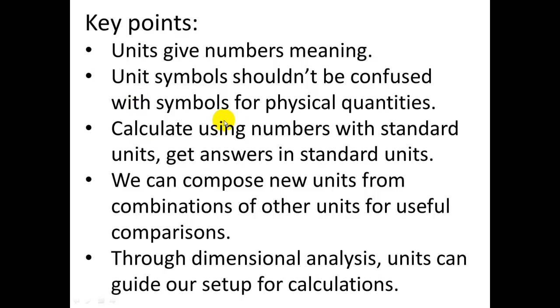Also, when we calculate in physics, we want to calculate using numbers with standard units. If we do that, we'll get answers that come out in standard units. That's the only way to get answers that come out in standard units. Either that or you're going to have to convert at the end. Also, we've shown that you can compose new units from combinations of other units to make useful comparisons, such as our people miles per gallon, but also we pointed out that newtons are units of force and they're combinations of other units. And then finally, one of the ways we can guide our setup for calculations is through dimensional analysis. If we set everything up so that all the units cancel out to the proper units for the answer, then we've probably done something right in our calculation.